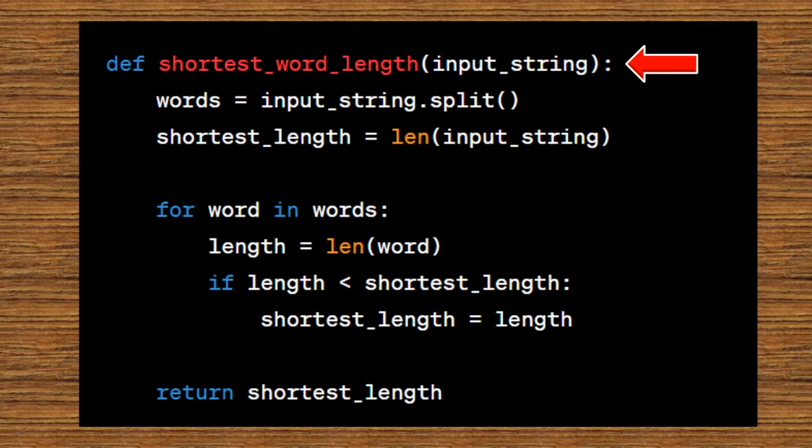Now let's analyze the example solution. We start by defining a function called shortest_word_length that takes one input parameter called input_string. This function will calculate and return the length of the shortest word in the given string.